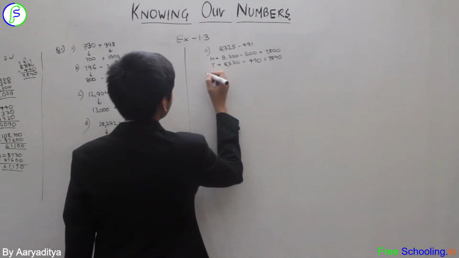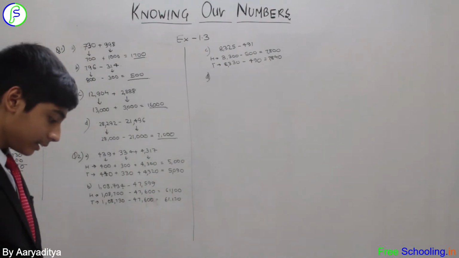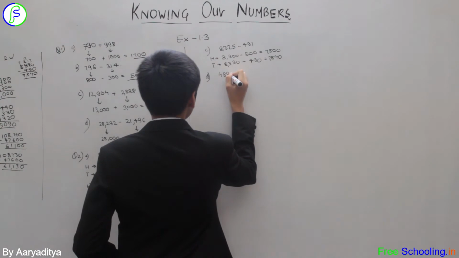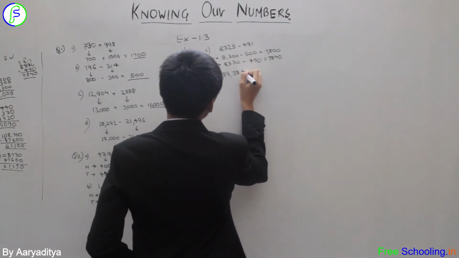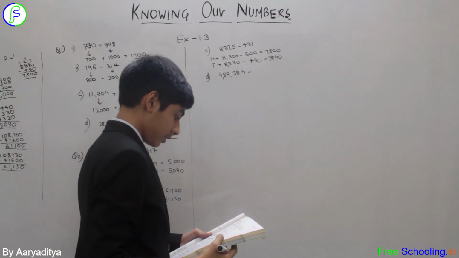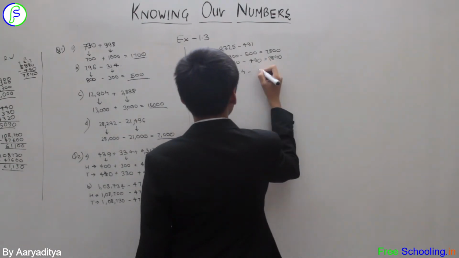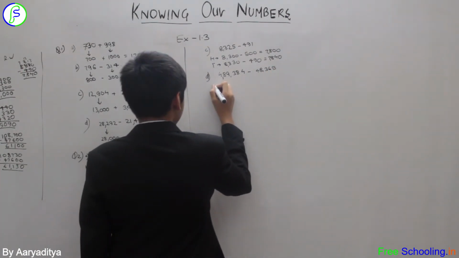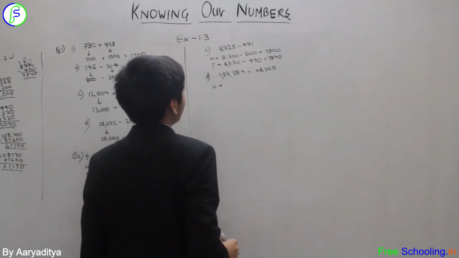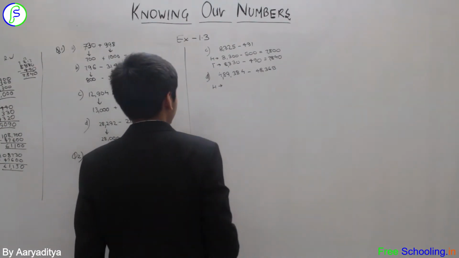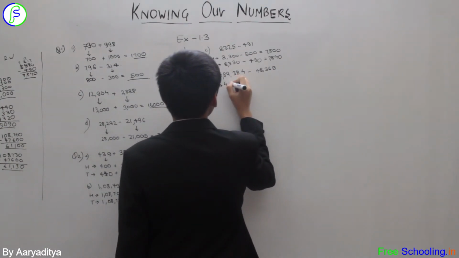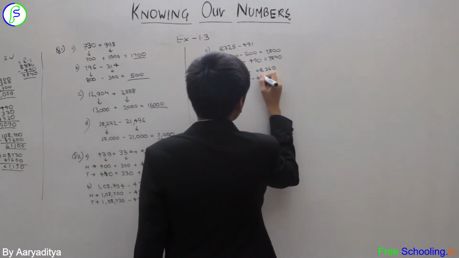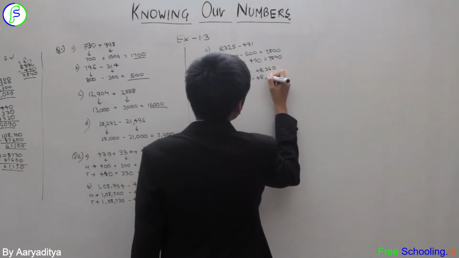Okay, now let's proceed to the D part. What does D part say? It says 4,89,384 minus 48,365. Okay. So first round it off to the nearest hundreds. What do we get here? We get 4,89,400, and rounding this one off, we get 48,000, and this becomes 400.